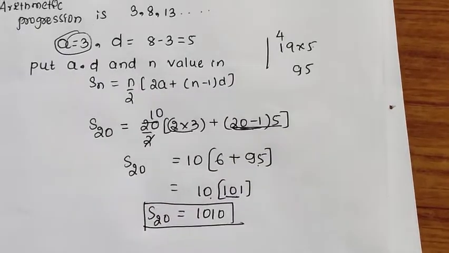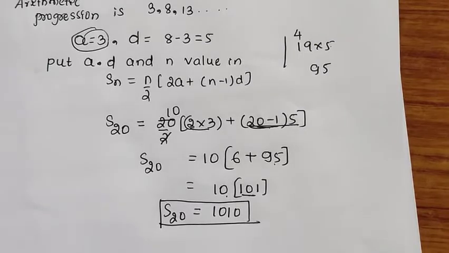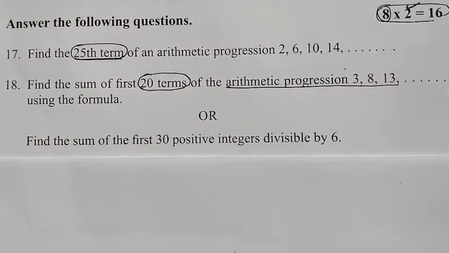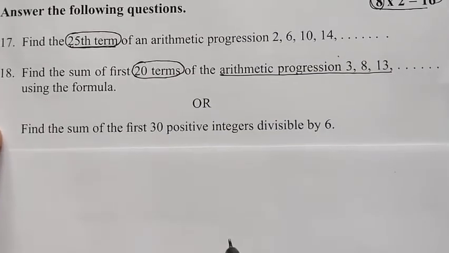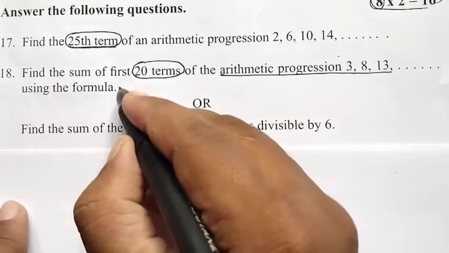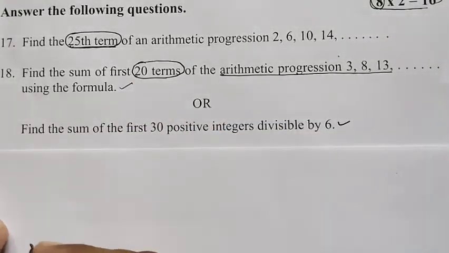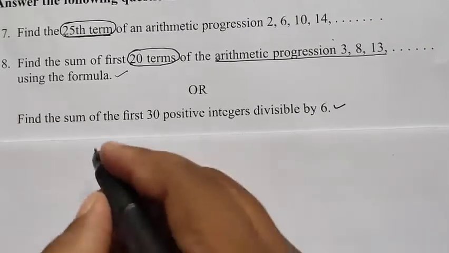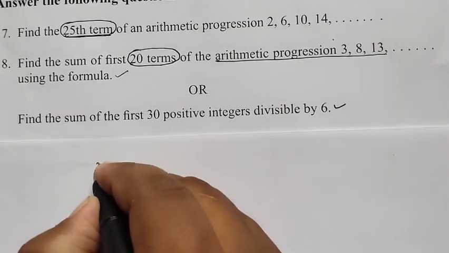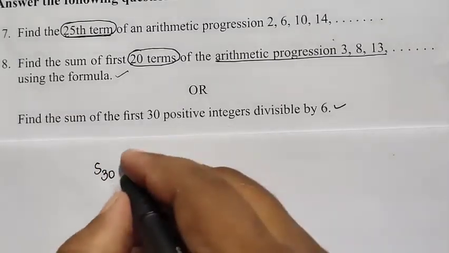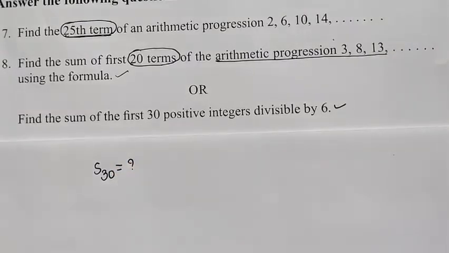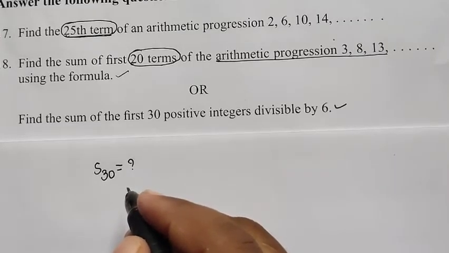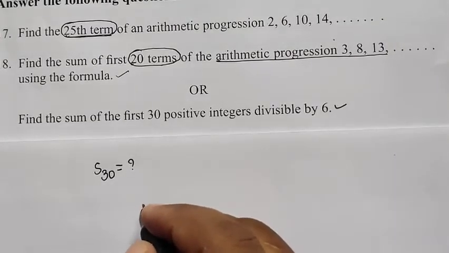So this we solved now in very easy steps. Now you can observe that the 18th question is given with choices. So here we solved the first problem, but you need to solve also the second problem, so that we will give you some clues and tricks to solve this. So you need to find the sum of 30 positive integers. That means S30 is equal to how much? That is what they asked. So this is the second choice in question 18. You can solve either of these two in the exams.